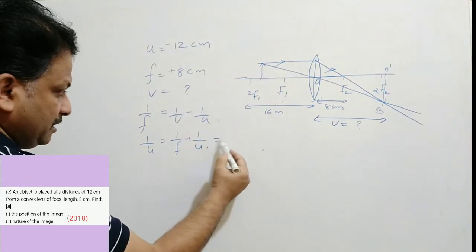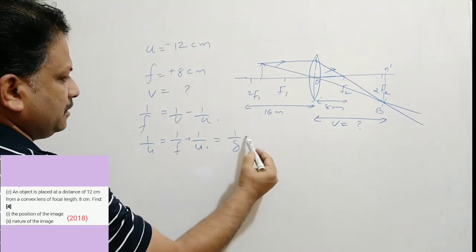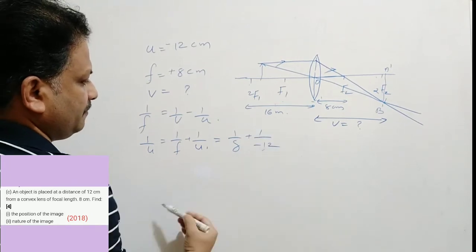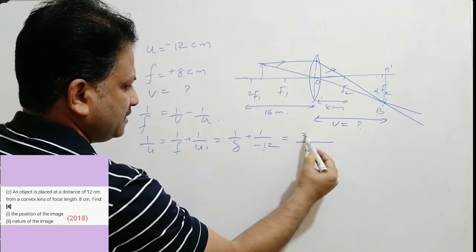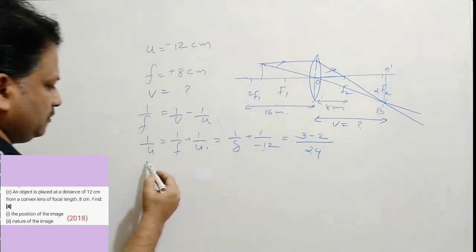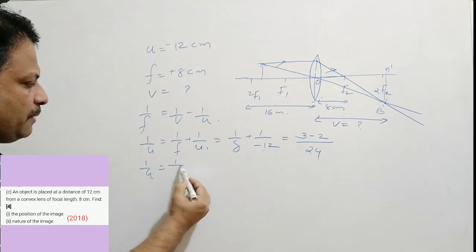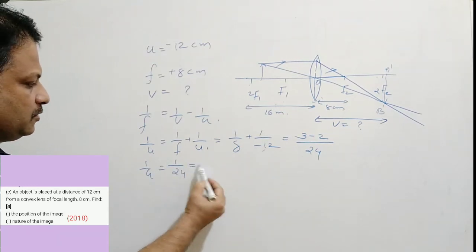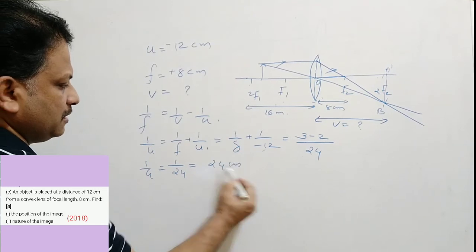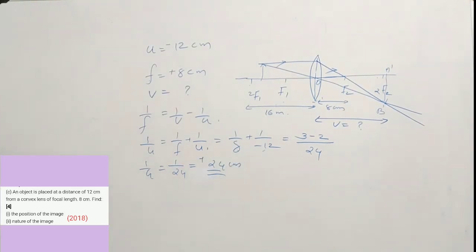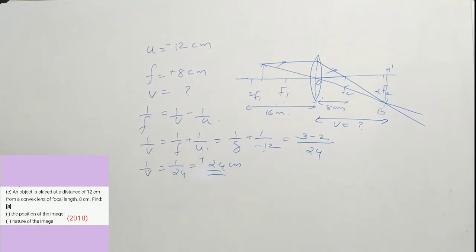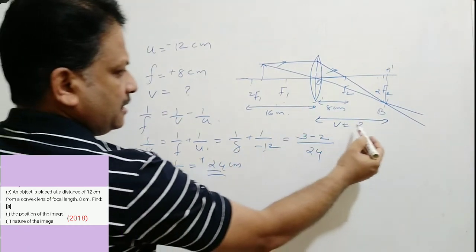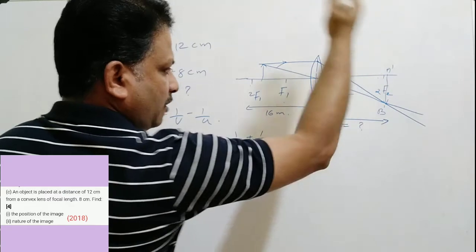Clear? So put the values here. 1 by 8 plus 1 by u, that is minus 12. Taking out the LCM of 12 and 8, it is 24. 3 8s are 24, minus 2. So 1 by v is equal to 3 minus 2, 1 by 24. So v is equal to plus 24 centimeter. So we are getting the value of v as 24 centimeter on the other side of the lens.